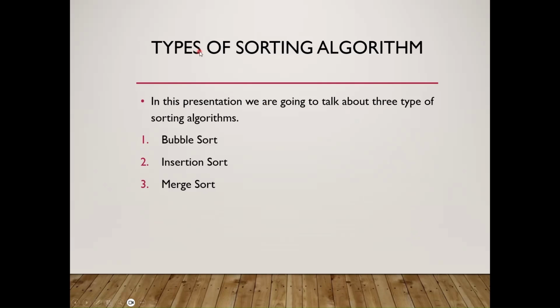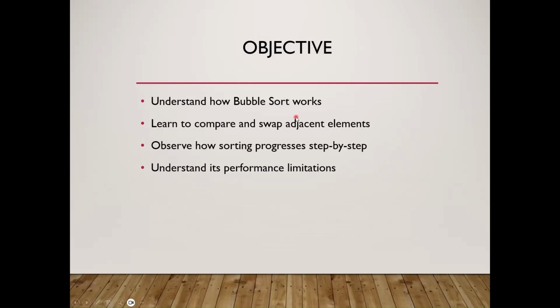Now there are three types of sorting algorithms which we are going to talk about. First is bubble sort, second is insertion sort, and third is merge sort. Now what is bubble sort? The objective of this first part of the presentation is to know how bubble sort works, what its performance is, and what its limitations are.